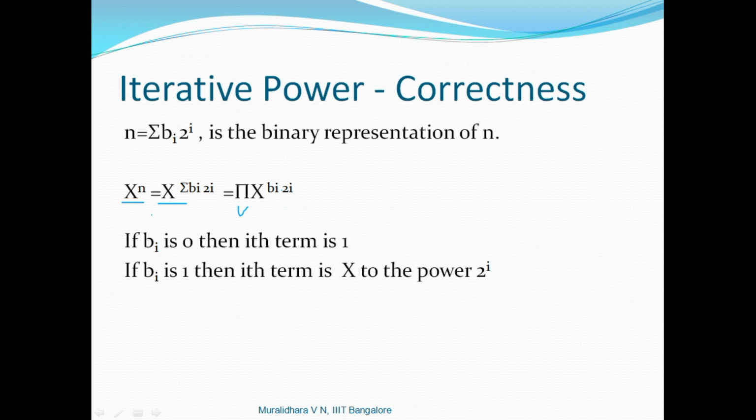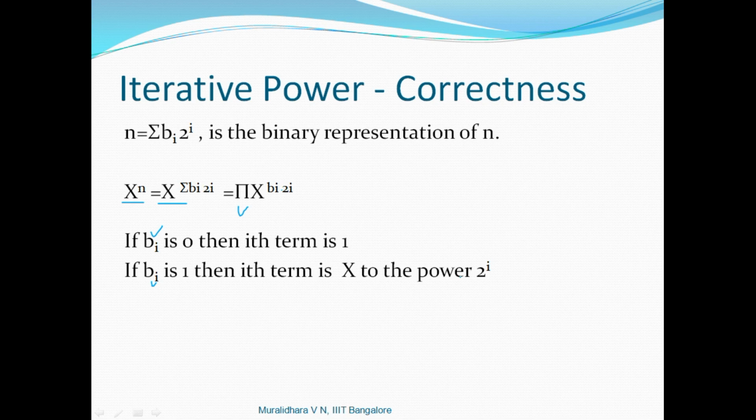Now let's look at the specific case when b of i is 0, then the contribution of b of i to the product is 1, because x to the power 0 into 2 to the power i will be x to the power 0, which is 1. In the case when b of i is 1, then the product term will be x to the power 2 to the power i. So if the ith binary digit is 0, then we don't have to multiply, but if the ith bit is 1, then we have to multiply with x to the power 2 to the power i.